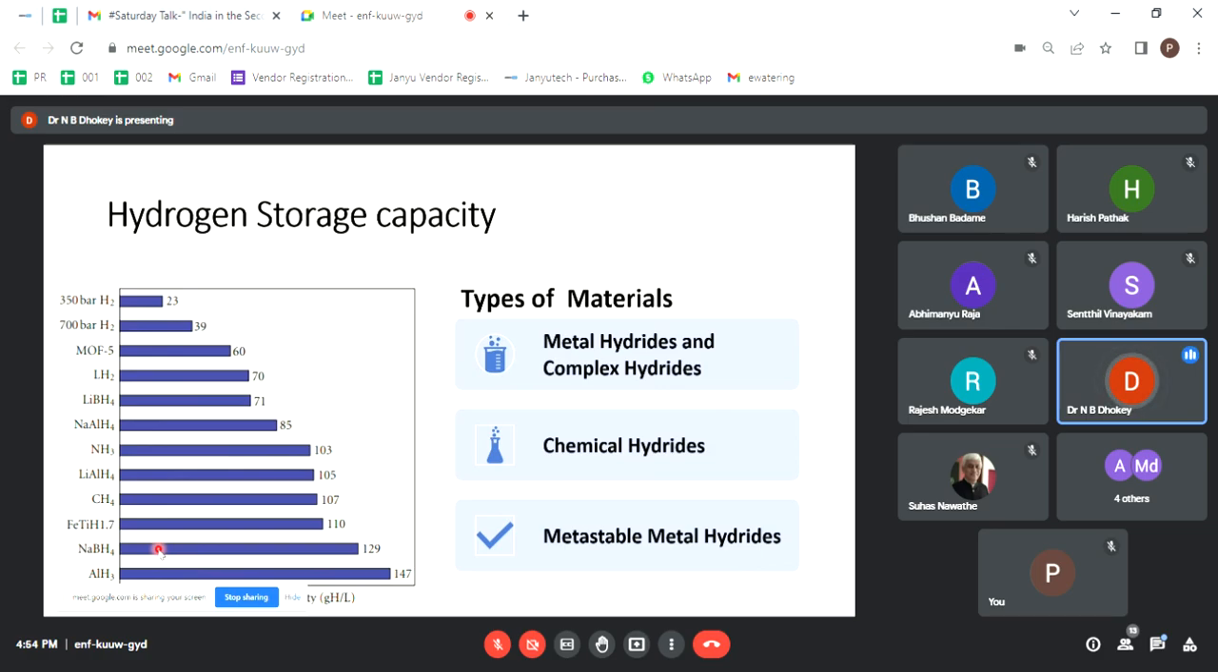You can dissociate the hydrides, and after the consumption of hydrogen, you can charge it by supplying the hydrogen, which is produced by renewable and electrolyzer sources. So apparently there are three categories that are being studied in the public domain.